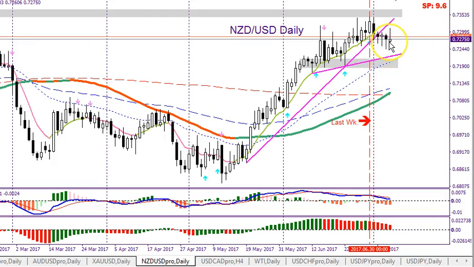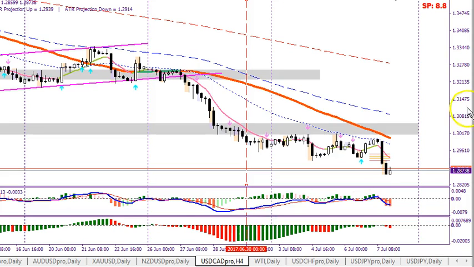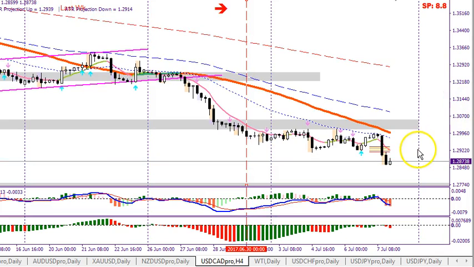Also note that price is below the 8 EMA. Thursday and Friday closed below the 8 EMA. If we believe price is going to go lower, we want to sell below 0.7248. Now we move to the US CAD, and this is an interesting pair.